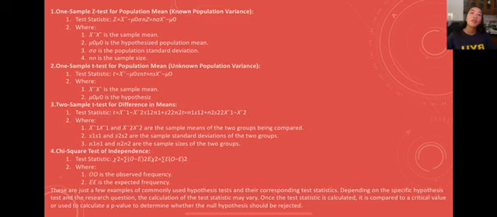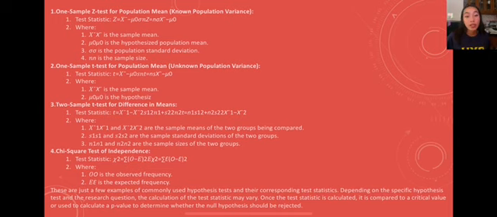Number 1, one sample Z test for population mean, known population variance. Number 2, one sample t-test for population mean, unknown population variance. Number 3, two sample tests for difference in means. Number 4, chi-square test of independence.